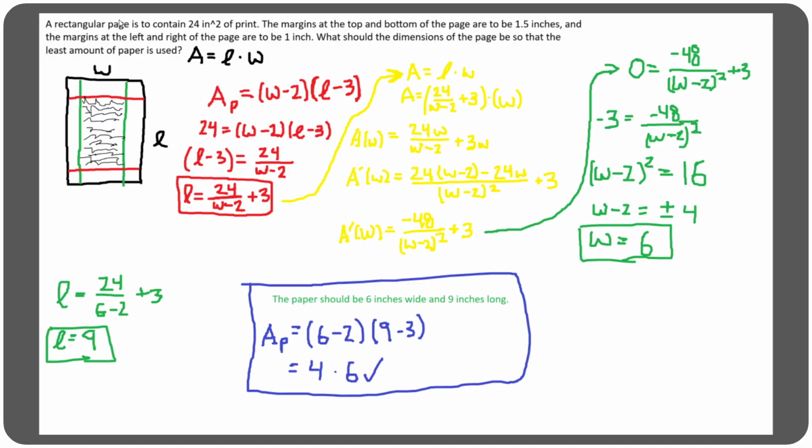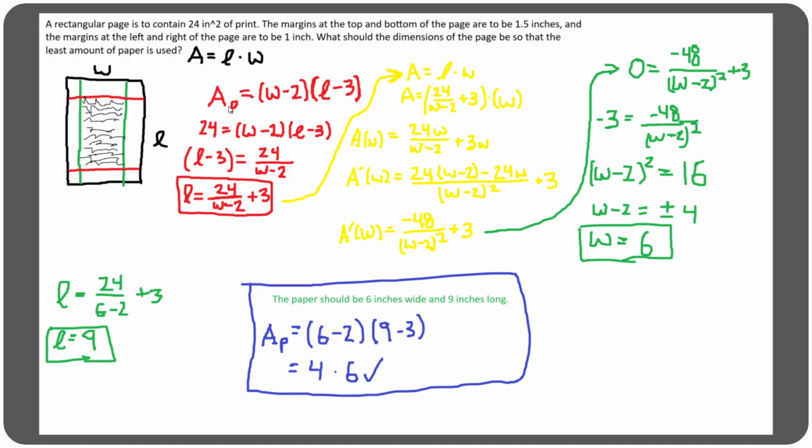And once again, we know that it's supposed to contain 24 inches squared of print. So I read the word rectangular and I'm thinking of area. You're talking about inches squared. Let's write down the equation of area of a rectangle, which is just length times width. And in this problem, what we're trying to maximize is not the area of the paper. We're trying to maximize the area of print. So we can write this equation in a different way.